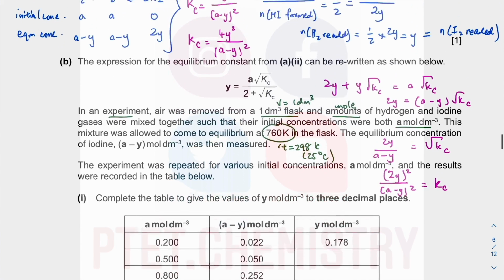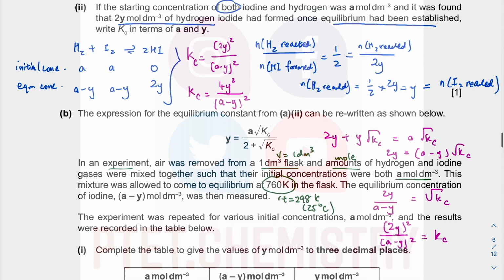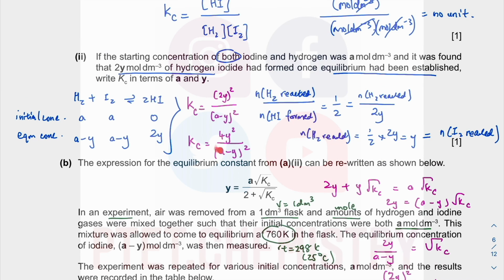Equilibrium concentration of iodine, A minus y. Look at it, they are very, very generous actually. They're very generous at telling you that this is the equilibrium concentration of iodine. Meaning to say, without doing this, you could have gotten the answer as well. So this is a very generous 1 mark.